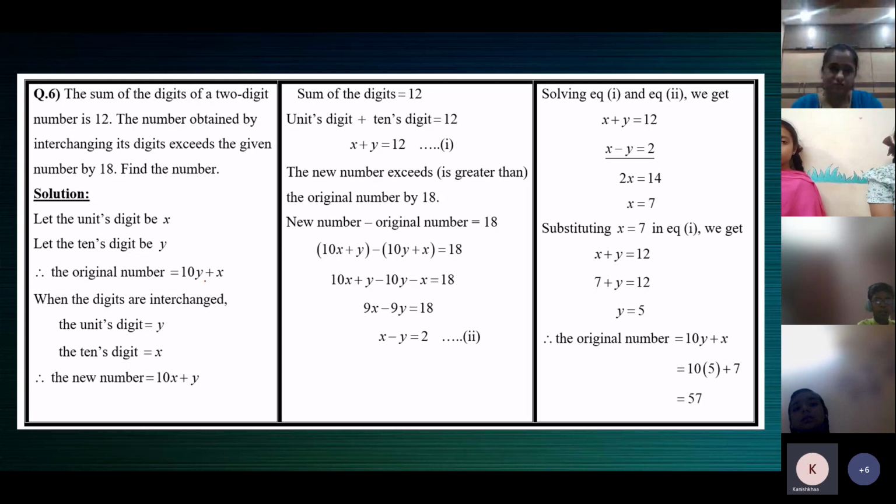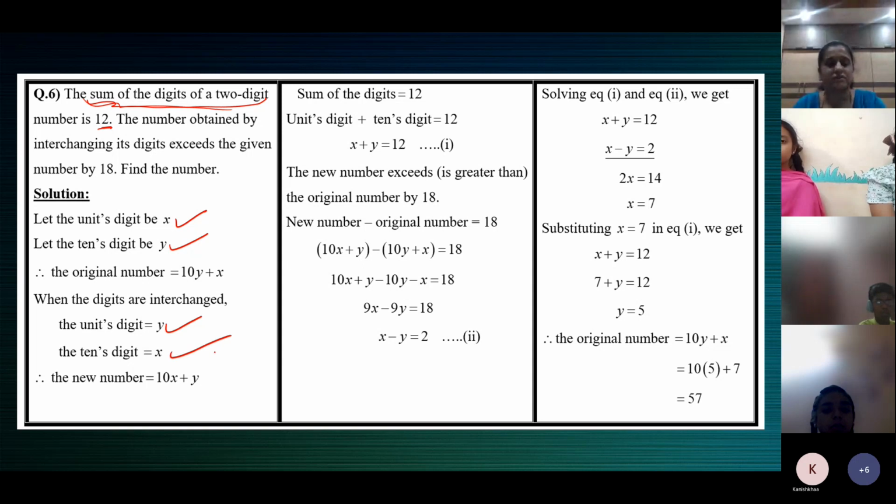Then they have given the sum of the digits as 12, ma'am. The sum of the digits of a two-digit number. It's a two-digit number. But what is 12? The sum of the digits is 12. Which are the digits? X and Y are the digits. Even if you exchange, the digits are X and Y. So that means the units digit plus the tens digit is 12. So X plus Y is 12. Yes, Kanishka, next.